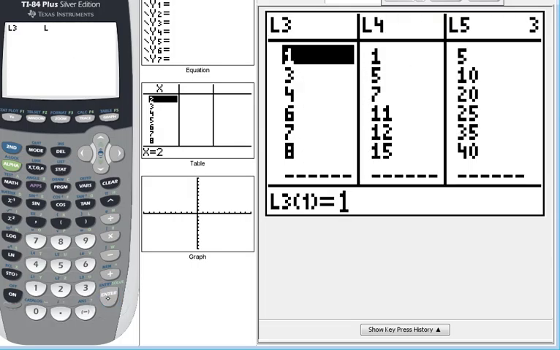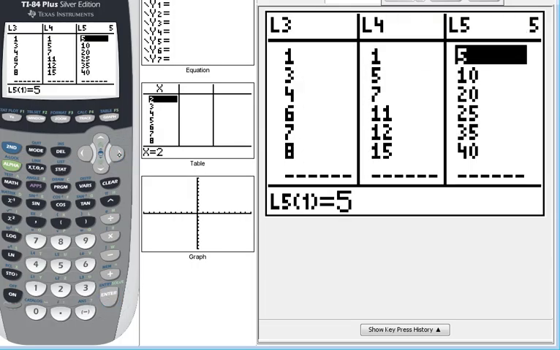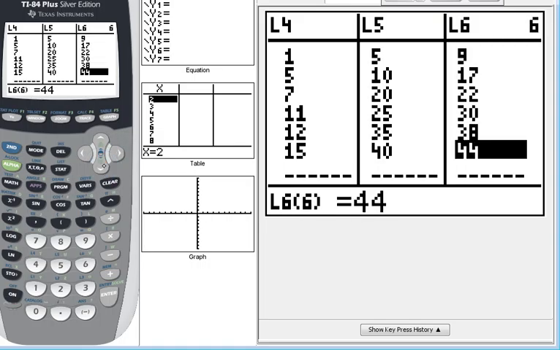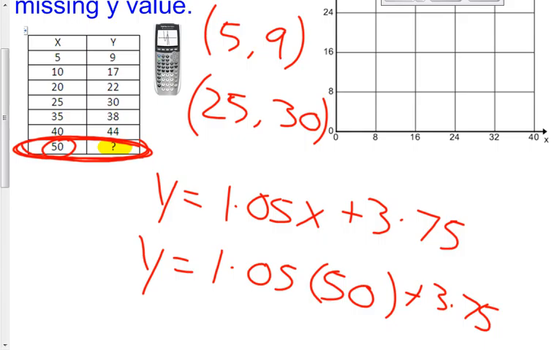Stat, edit, list 5 and list 6. There they are. I stopped at 40, 44 for that last point. 40 and 44. Which, as you can see, 40 and 44 is right here. If you can't enter in a y value, you can't enter in an x value. So don't even enter this in your calculator when you're doing the information. So 40, 44 is your last one.